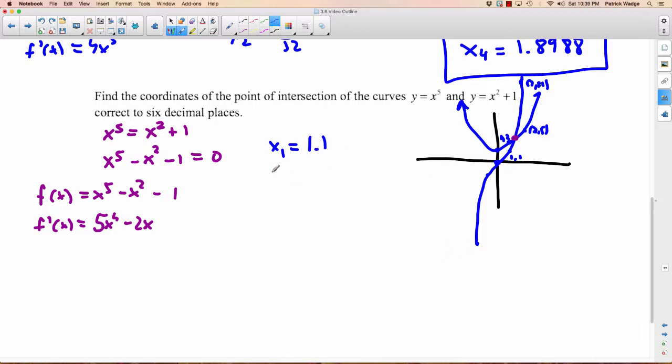Okay, so now we have to find x2. How do we do that? I'm only going to write this one time. You're going to take x1, which is 1.1, and you're going to subtract f of 1.1 divided by f prime of 1.1. Okay, so let's go to the calculator.